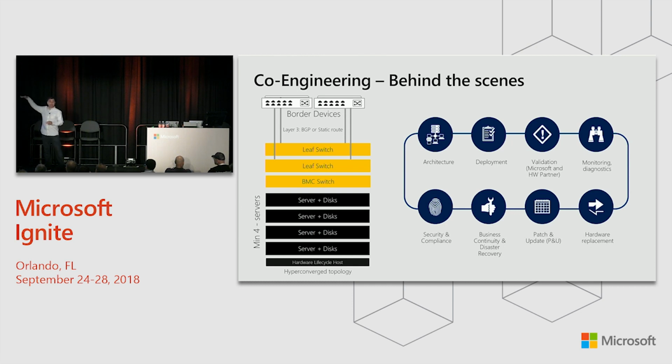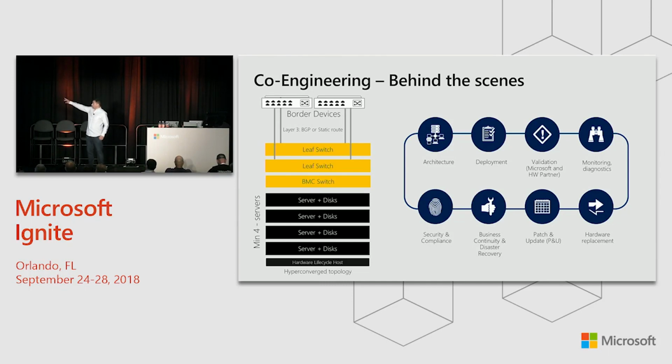And then you have 3 switches, 2 leaf switches and a BMC switch. And so that is the boundary of Azure Stack. So when you buy Azure Stack, at the minimum, you get the 4 servers, you get 1 HLH, and you get 3 switches, right? Now this is a prototypical architecture. There are some hardware partners whose architecture may look slightly different, but the meta point I'm trying to make is that from an Azure Stack perspective, storage, compute, and network are included as a part of the Azure Stack system.